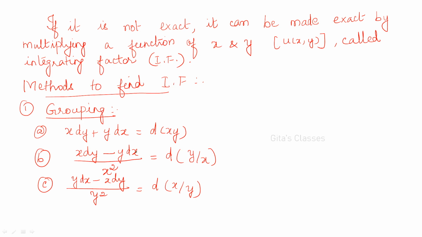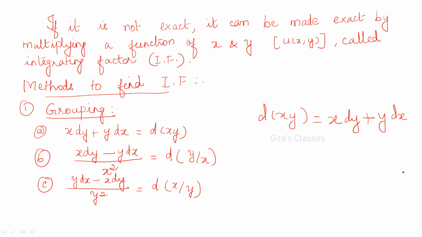The first one is grouping. How will you get this? If you take d of xy, differentiating with respect to x, what will you get? You keep one function as it is and differentiate the other one, so x dy plus y dx, keeping the second function as it is. It is in UV form.